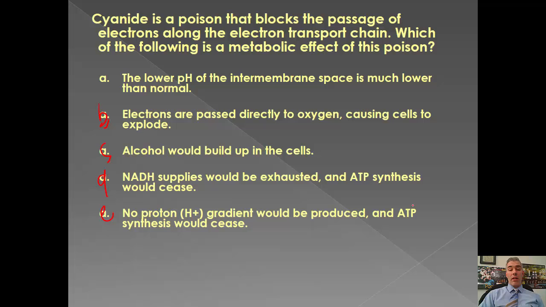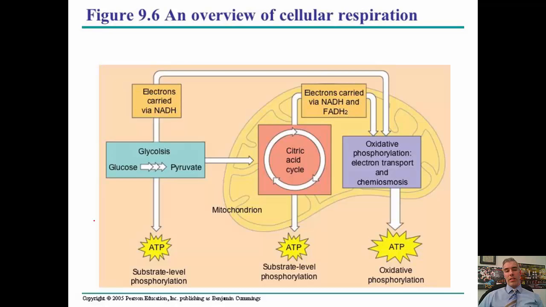No proton gradient would be produced and ATP synthesis would cease. That is the best answer, A. That makes sense because you don't actually make a proton gradient because you're not pumping hydrogens across. And if there are no hydrogens pumped across, there's nothing to flow across the membrane through ATP synthase to generate ATP.